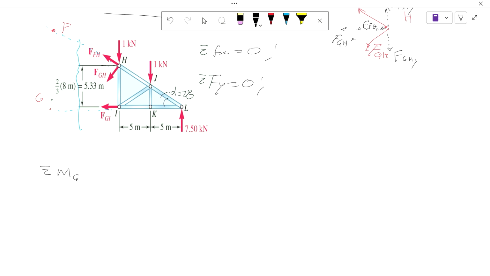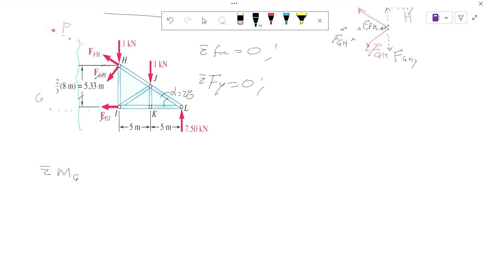So if we do G, we cancel FG to I, and then we simply have the components for F to H, and G to H also cancels because it makes it to the point, and the force going to the point will make it 0 in a section. We saw that last time. So this one is 0, this one is 0. The only unknown is F to H. It's not going to G, it's going to F.